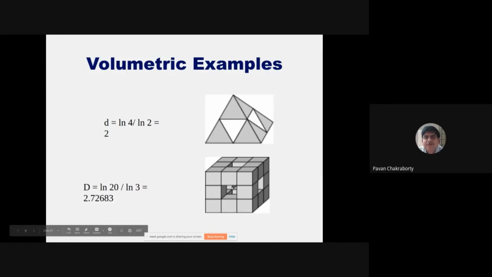Here the dimension of the square that we have constructed is equal to log 20 upon log 3, because the size of the square has been reduced by 3 times and there are 20 such squares which have been placed. So if you see here, you will have 8 squares plus 8 squares and 4 pillars. So 8 plus 8, 16, 16 plus 4 is 20. So therefore you have got 20 such cubes which are produced. So it straight away defines the dimension.